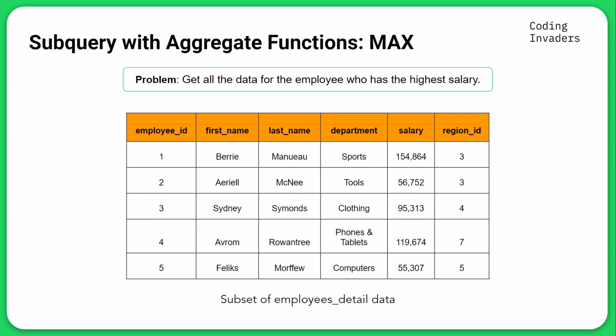Meanwhile, what's the problem? The problem that we are trying to solve over here is to get all the data for the employee who has the highest salary. Strictly based on the table on the screen, can you figure out the output? As you probably would have figured out, we need to return this row of the data. This is because this is the data associated with the employee who has the highest salary in all these rows shown, right?